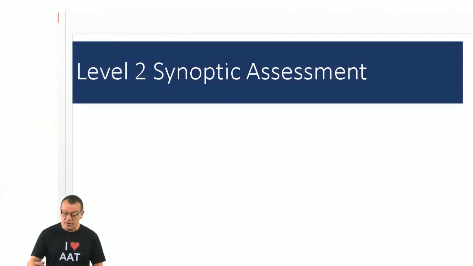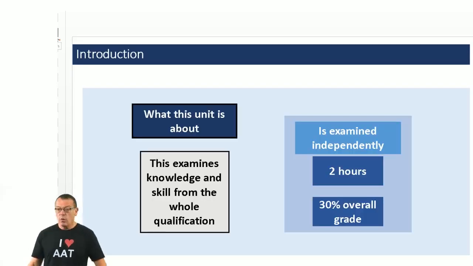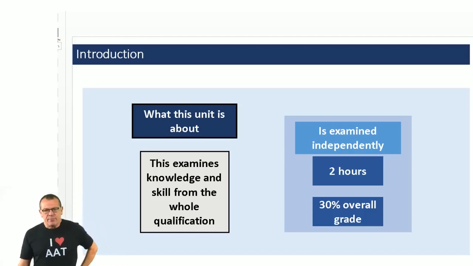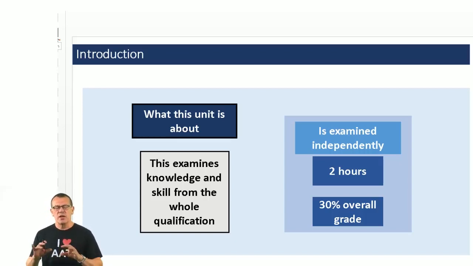Now, Level 2 Synoptic Assessment. What this unit is about. Basically, as I think we spoke briefly last week, this unit is about examining knowledge and skills taken from the whole qualification. And at Level 2, the units that you have to cover are the two bookkeeping units, the costing unit, working effectively, and accounting software. So this is the final exam that brings it all into one place, with the exception of accounting software, which you don't need to do for this particular unit. So that is fantastic news, everyone.